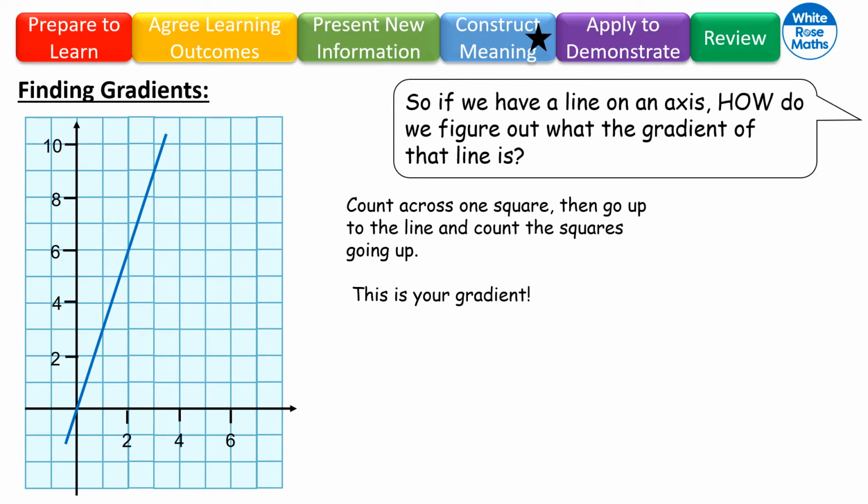Okay, let's do another example. So I'm going to go 1 square across. How many squares do I go up? So I've got 1 across and I've actually got 3 squares up. You can go at any point, this works. So I've got a gradient of 3. 1, 3. Hopefully you can see that.